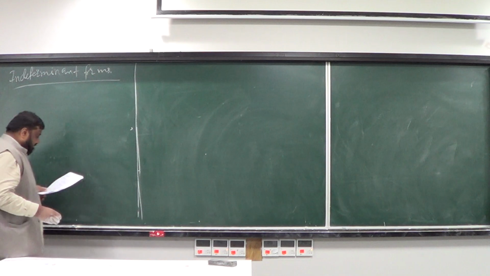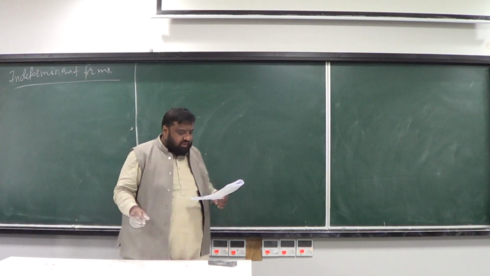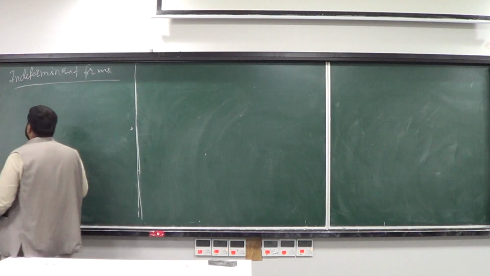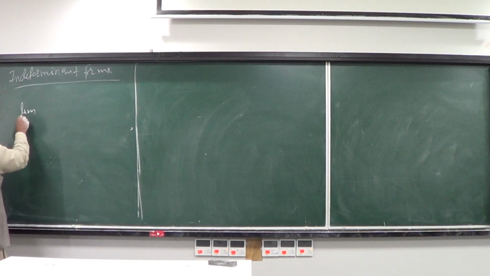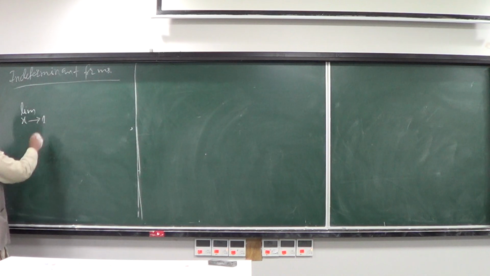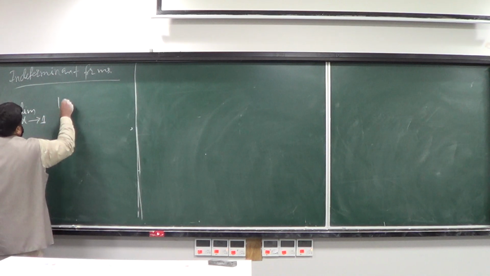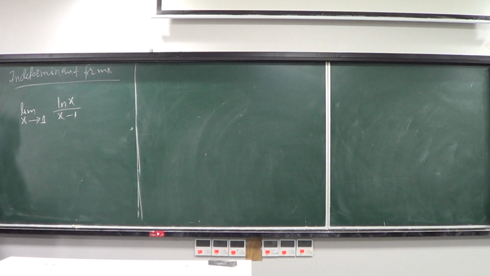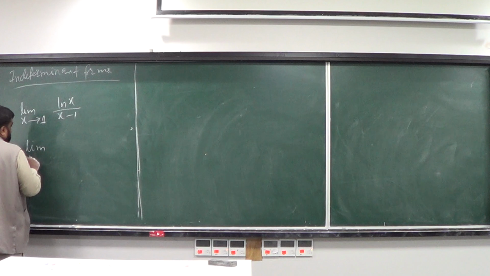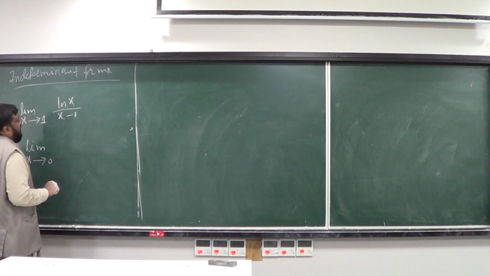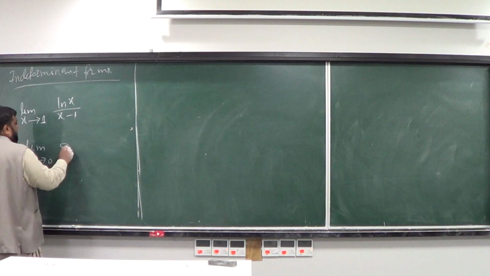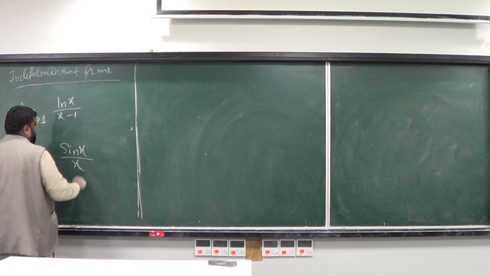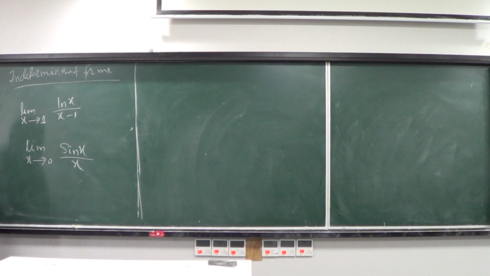Now, think about these limits. Imagine you have been set to compute a limit. What would be the limit of the function, say, log x divided by x minus 1 as x gets closer and closer to 0? By the way, what would be another limit, say, as x goes to 0 of sine x over x? So what would be the limit in this case? If you have the function sine x over x, the limit as x goes to 0.